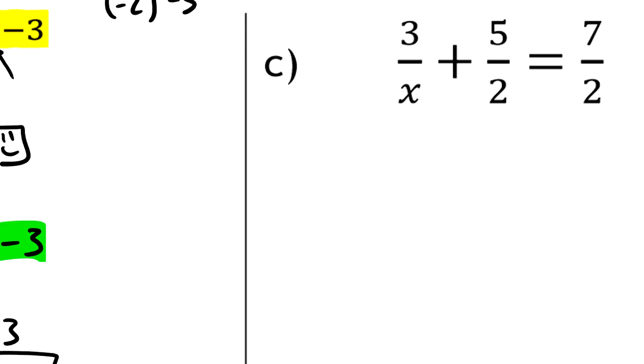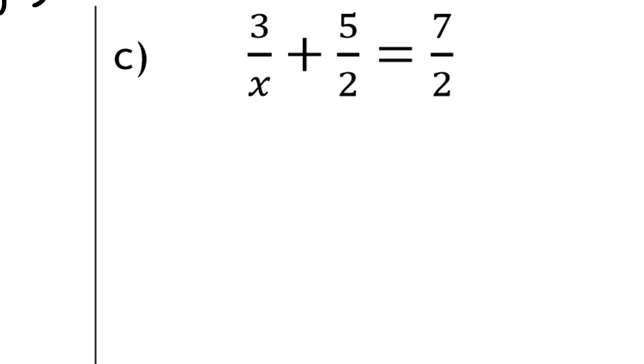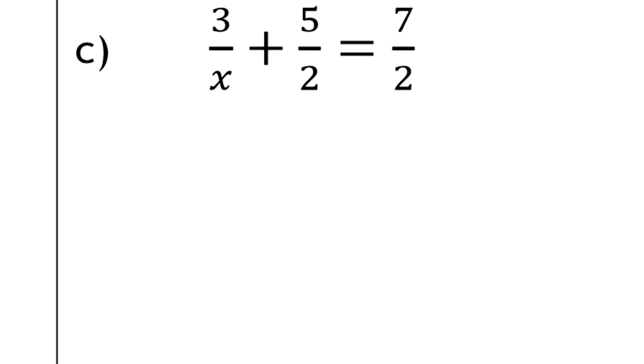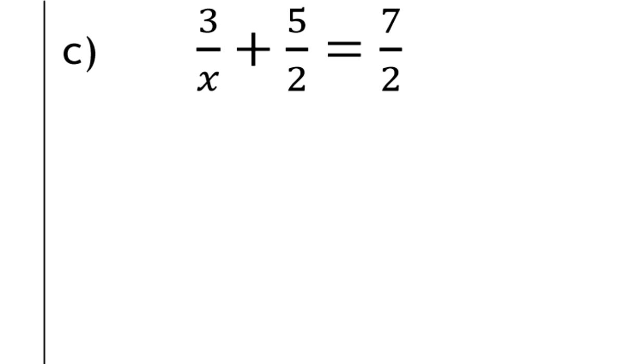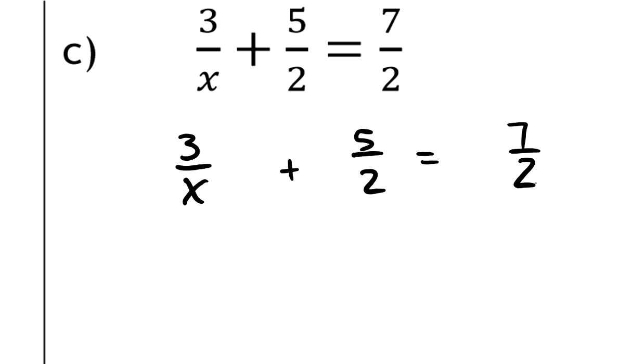All right, the final problem that we have in this part is C. And this is an example of what we called fraction busters. And I can do this in 2 steps, or I can do it in 1 step. I'm going to do it in 2 steps. What I'm going to do is I'm going to space this out a little bit. So I've got 3 over x plus 5 halves, and that's going to equal 7 halves.